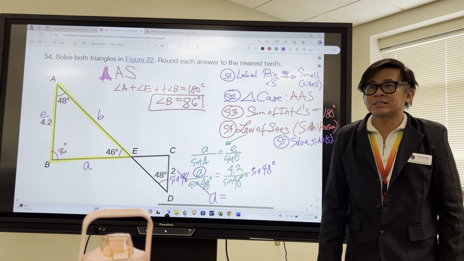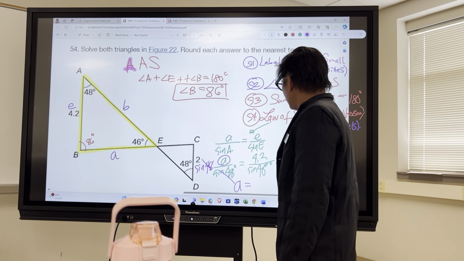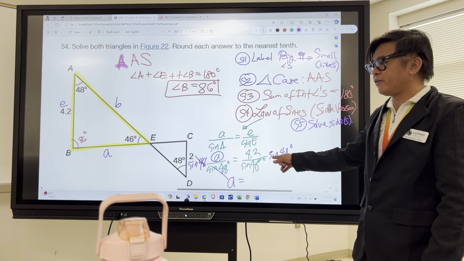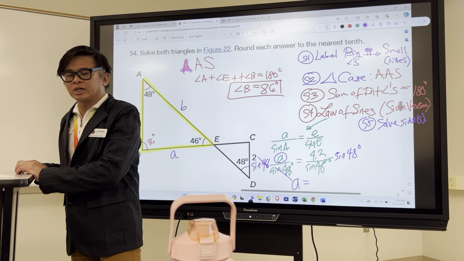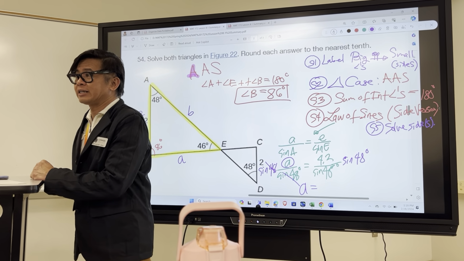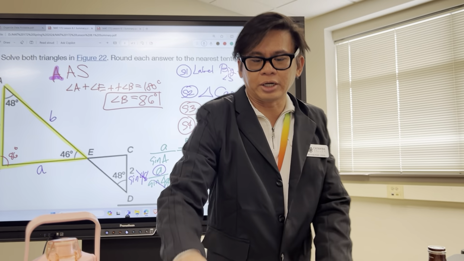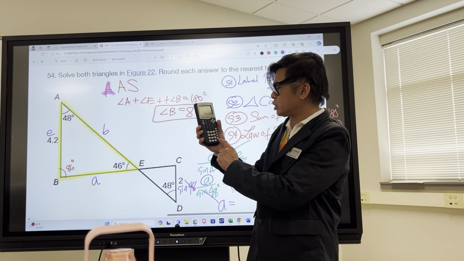Are we good, guys? So plug it into our calculator. What's that again? 4.2 sine 48 over sine 46. So plug it in your calculators. What are you going to get? Let me borrow this calculator in here. I'm using a TI-84. Desmos will work as well.